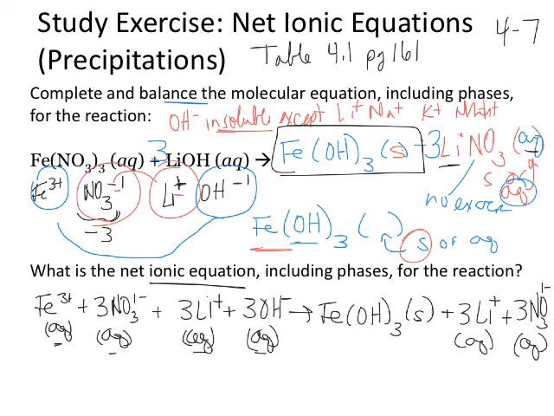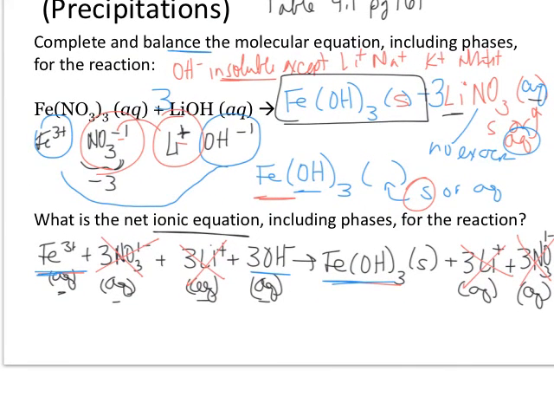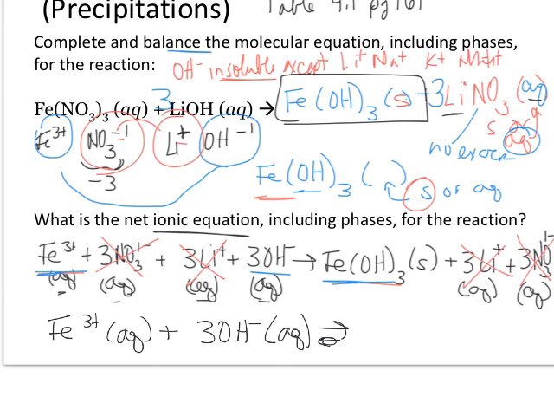Now we're going to cross out our spectator ions. Do we see iron on both sides? No. So we're going to end up keeping that. Nitrate, yeah, that's a spectator ion. Lithium, yep, spectator ion. What about hydroxide? The hydroxide, that's going to stay. So then we rewrite this for our net ionic equation. We would write Fe 3 plus, aqueous, plus 3 OH minus, aqueous, yields, in this case, it's irreversible, iron(III) hydroxide, solid, and that's your net ionic equation.